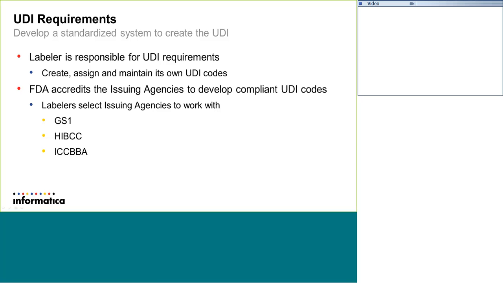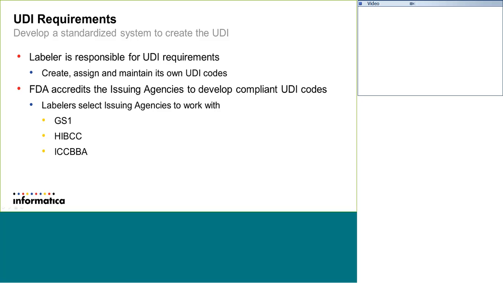The entity that is responsible to develop a UDI compliance solution is the labeler. The labeler is the manufacturer of the medical device that wants the device to be commercially distributed. UDI should be created, assigned, and maintained by the labelers based on global device identification standards managed by issuing agencies. An issuing agency is an organization accredited by FDA to operate a system for the issuance of UDIs.